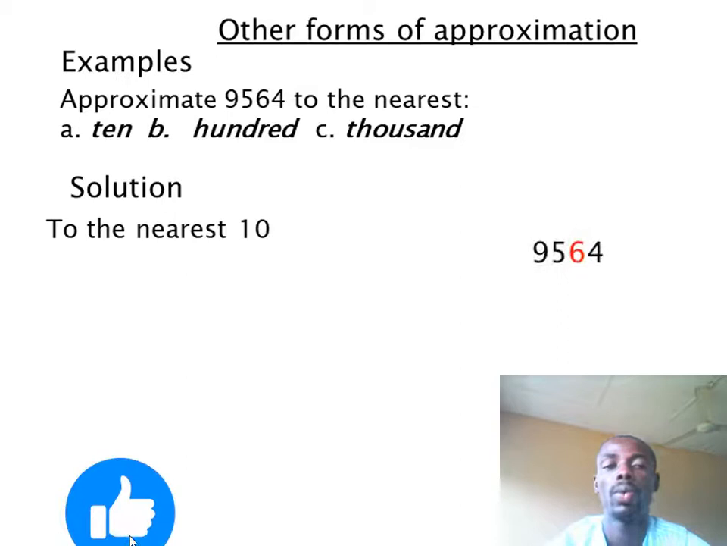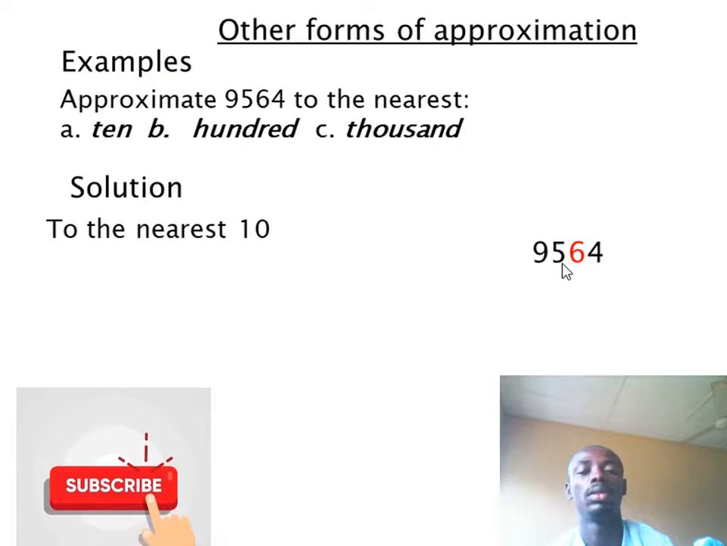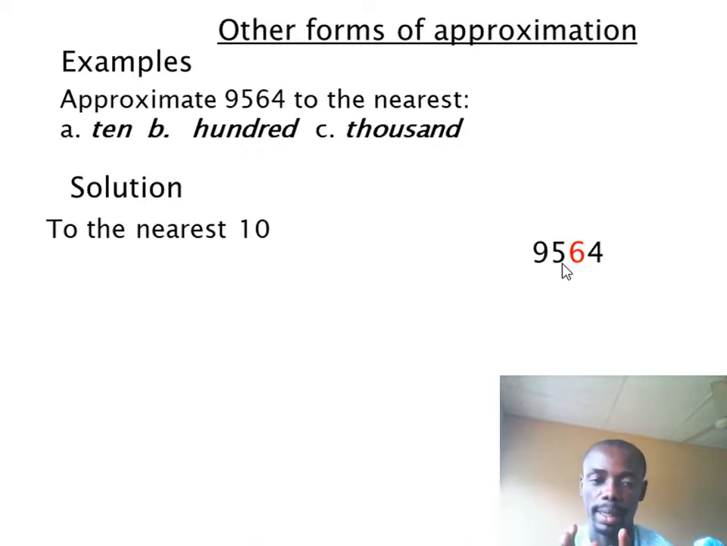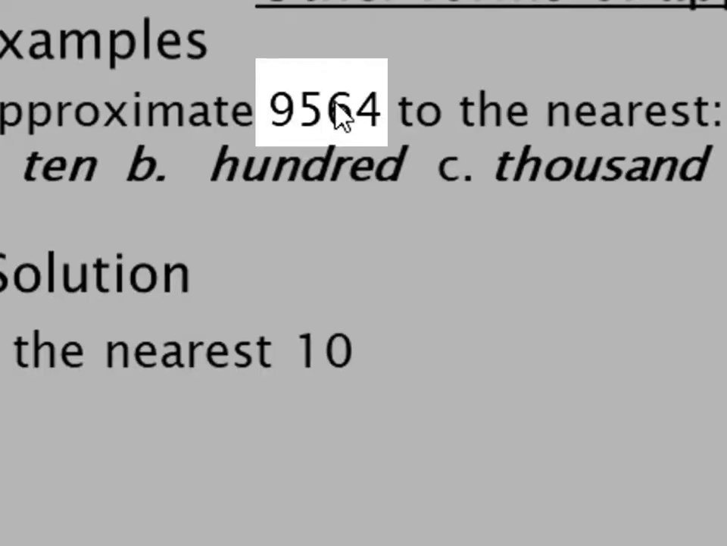Okay, now when you have 9,564, this digit is in between two 10s. The first 10 is 9,560 and the next one is 9,570. Remember, we are considering the nearest 10. So after 9,560, then the next 10 after it is going to be 9,570. This is the number we are considering. We got this number from the question. Don't be confused, this is the question we are attempting.